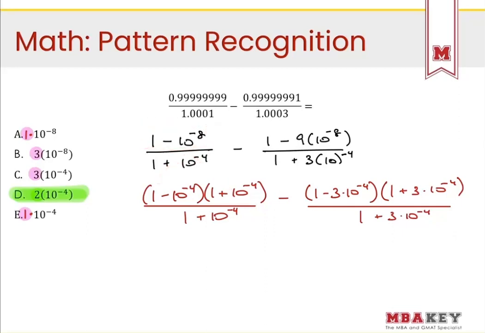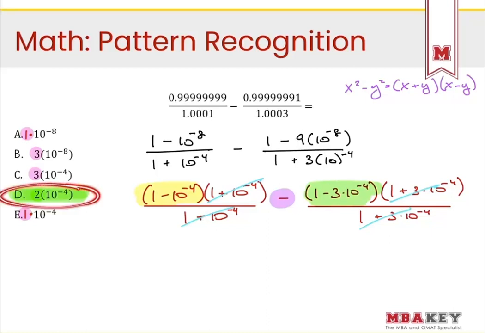Behind the scenes, the difference of squares rule is x squared minus y squared equals x plus y times x minus y. And what you can see is that this and this will cancel out because they're the same. And then this and this will cancel out. And what you have left would be this chunk minus this chunk. Once you subtract the two, you're going to be left with D.